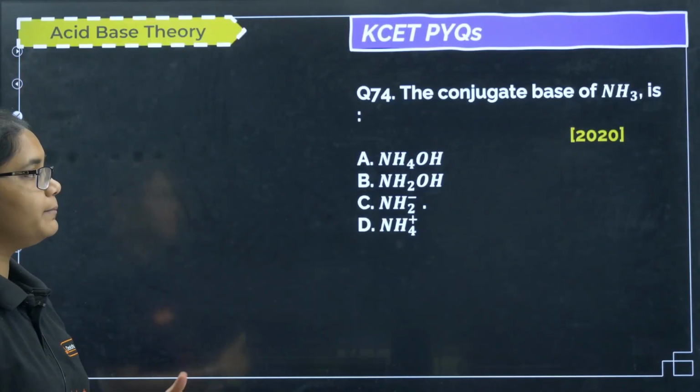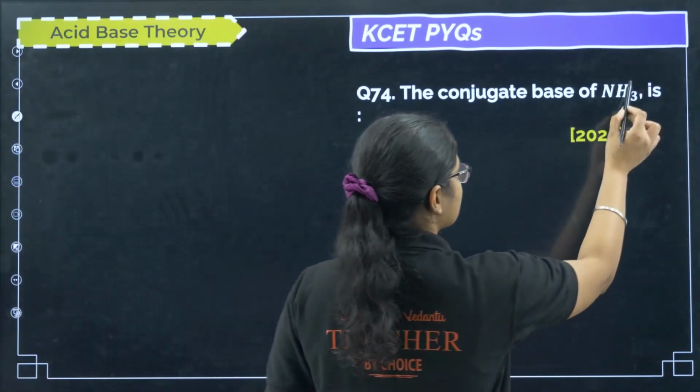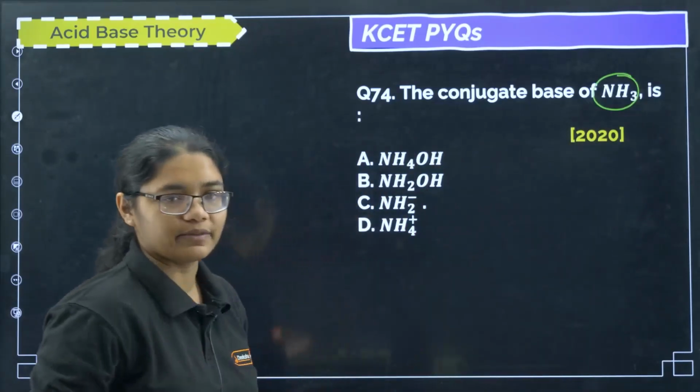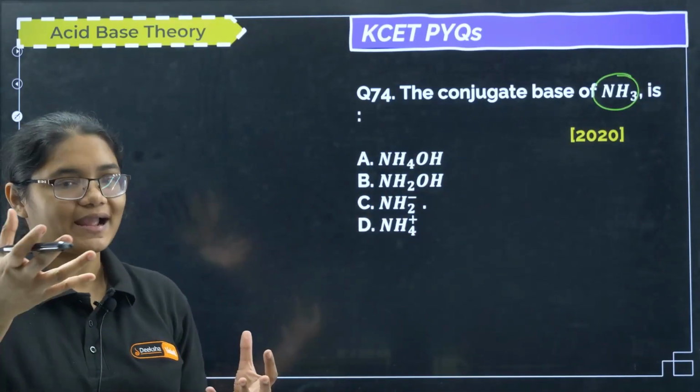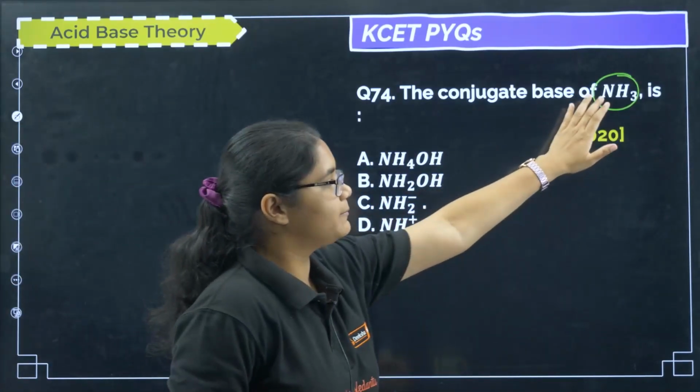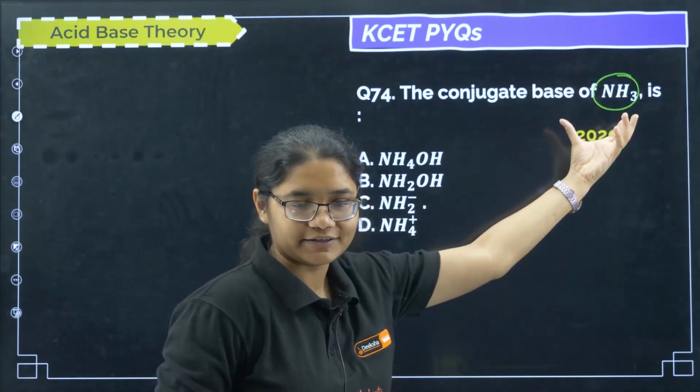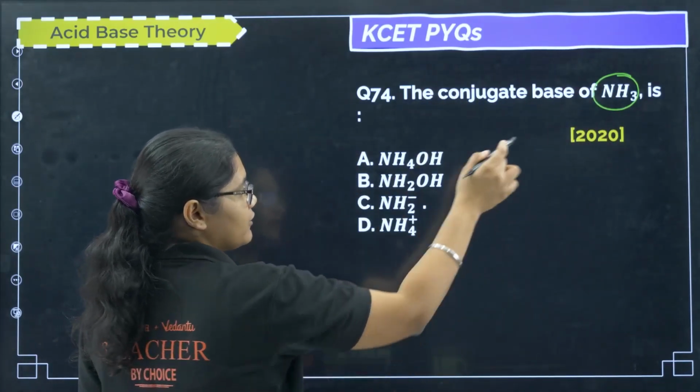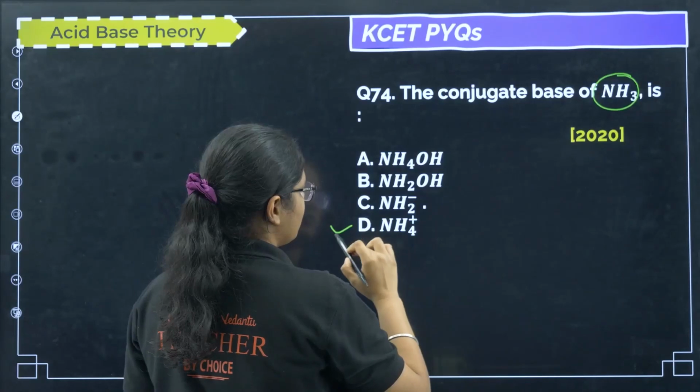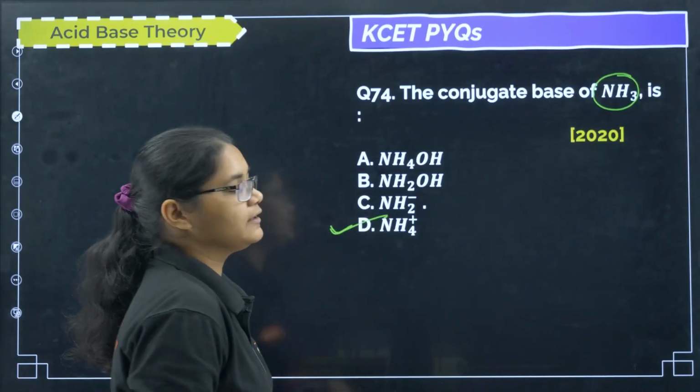Next, the conjugate base of NH3. Now see, I want to find the conjugate base of something. What is the property of a base? To accept H plus, right? So the conjugate base of this one means you have to add H plus to that. So if I add 1 H plus to NH3, it will become NH4 plus. Okay, so option number D will be there.